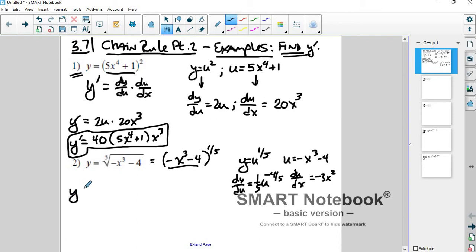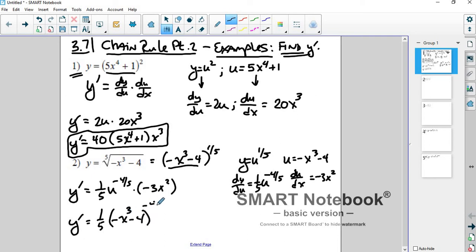And so to find y prime, we simply multiply these two together: 1/5 u^(-4/5) times -3x^2, and then plug back in for u. So y prime is equal to 1/5 times the group (-x^3 - 4) to the negative 4/5 times -3x^2. And that's your final answer. And again, you don't have to simplify, and so that's perfectly good.